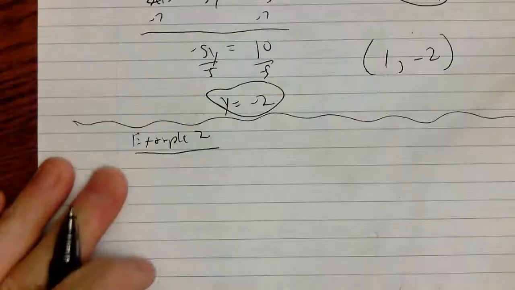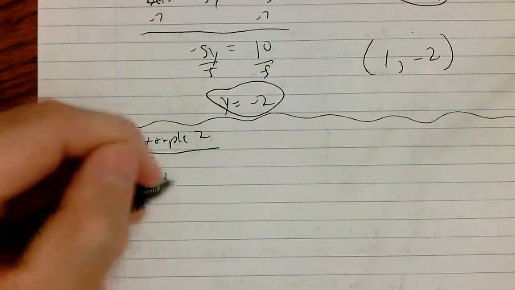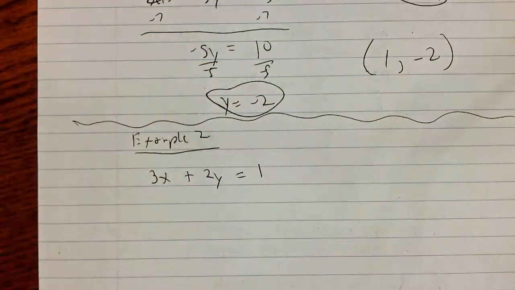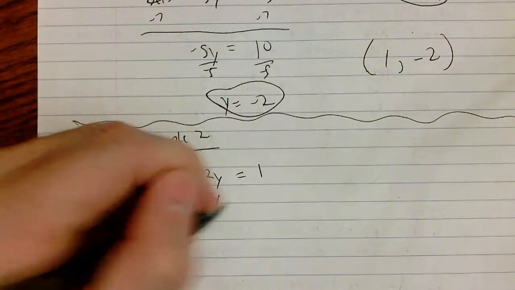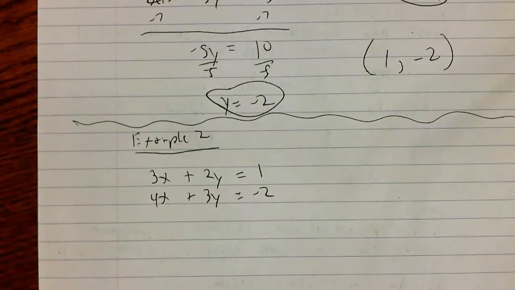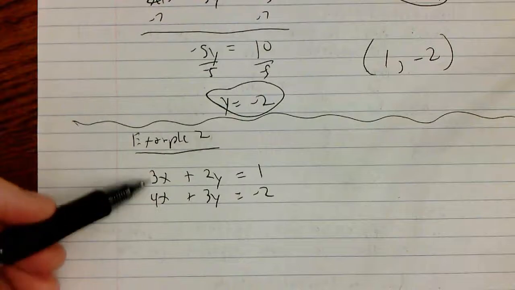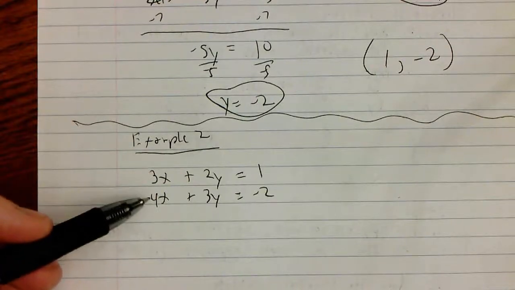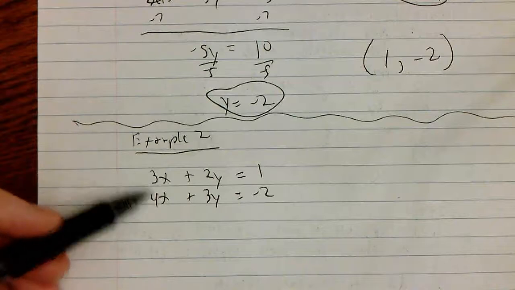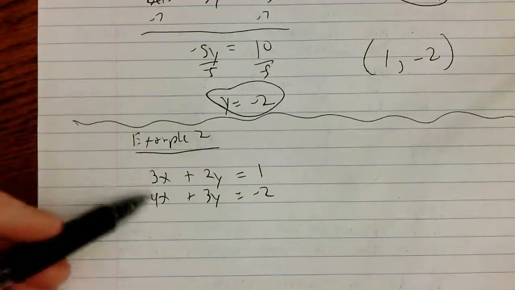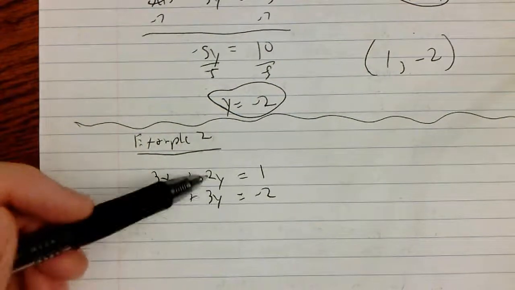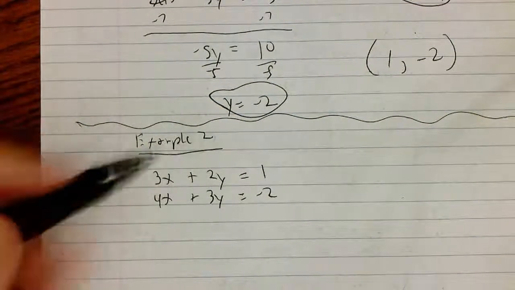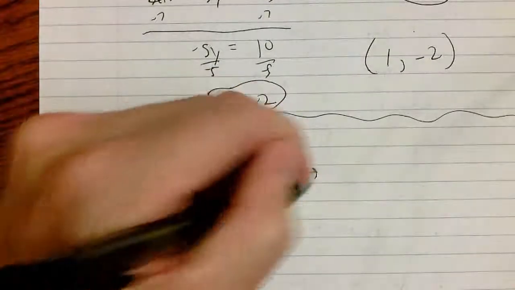Example 2 is going to be 3x plus 2y equals 1, and 4x plus 3y equals negative 2. So I have a choice now. I can turn the x's into the same number. A good number that those both go into would be 12. I could make these both 12s, but I would make them opposites. Or I could make the y's into something they both go into. They both go into 6. And since 6 is smaller, I'm going to choose the y's.